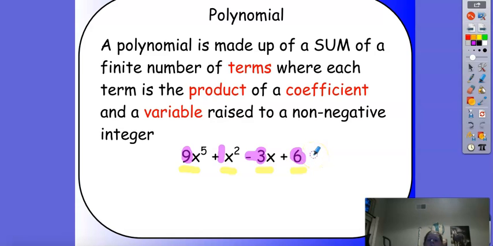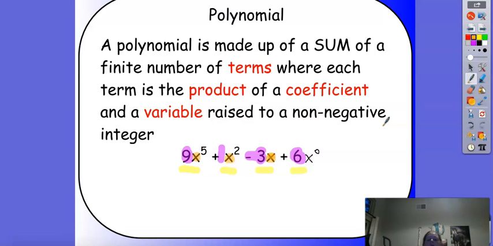Then you have a variable raised to a non-negative integer. Let's pick a different color. I'll pick orange. So here is your variable. It's x. It's x. It's x. This one doesn't have a variable. Well, I'll tell you a secret about that. You could think of this as being x to the 0 power, because anything to the 0 power is just the number 1. So that's how they get away with that constant being in there.